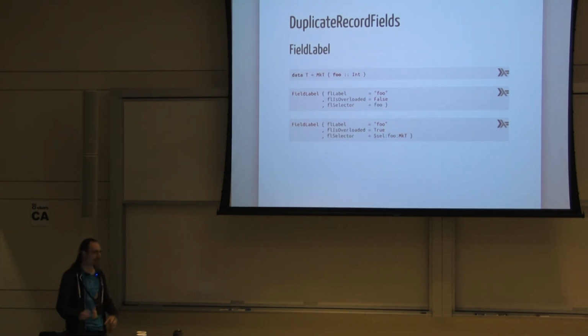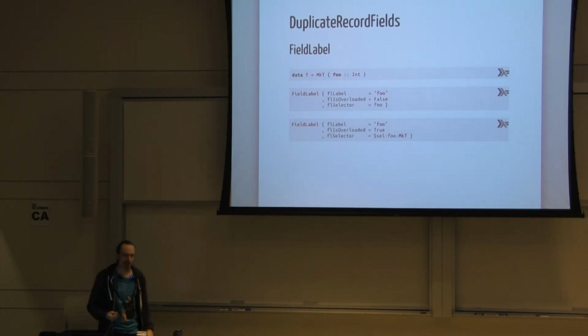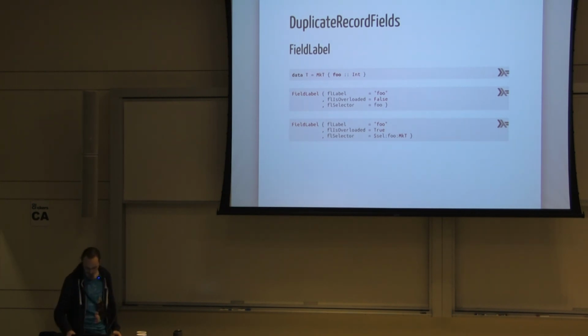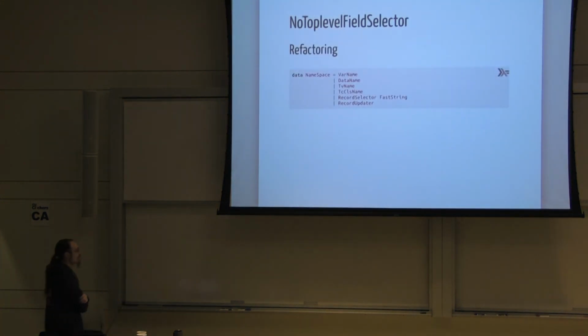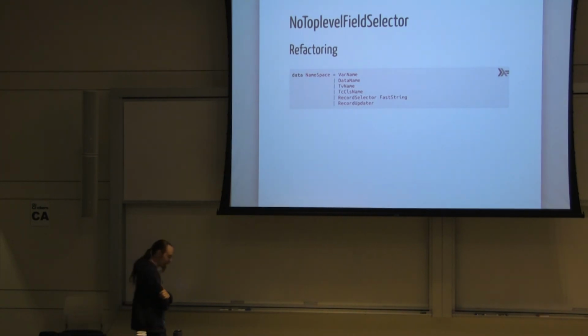So we basically set the stage. How would it look to actually remove the top-level field selector, or just field selector? So let's go to the actual implementation itself. Let's start with a tiny bit of refactoring.